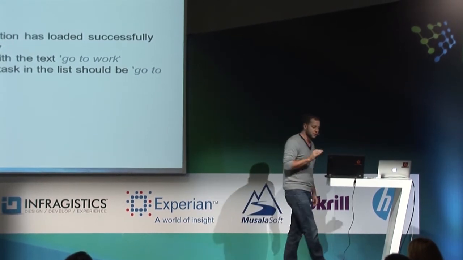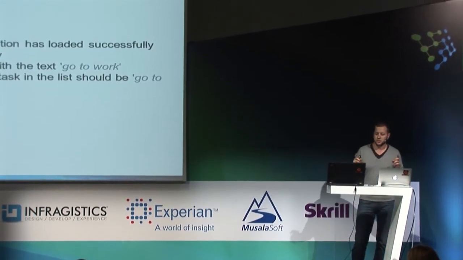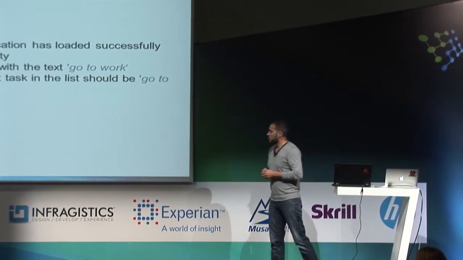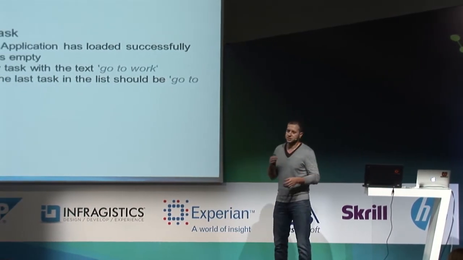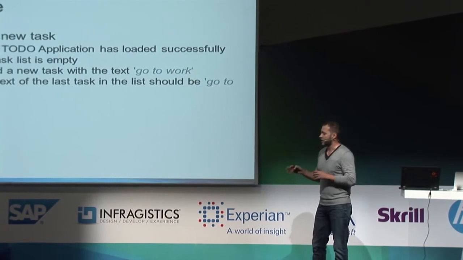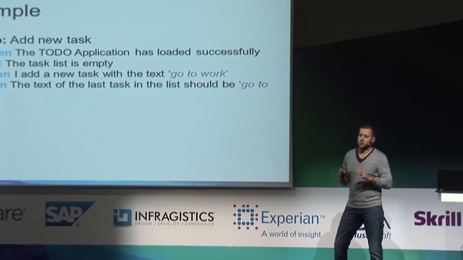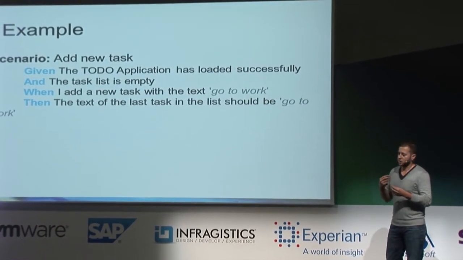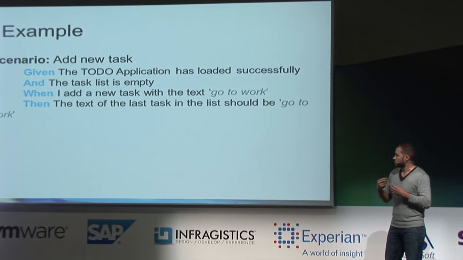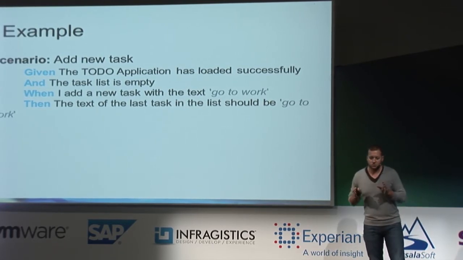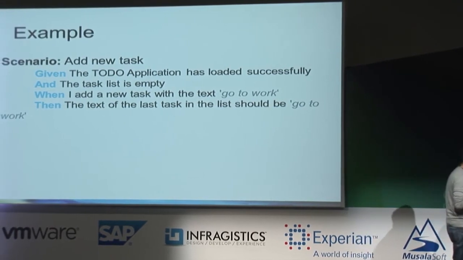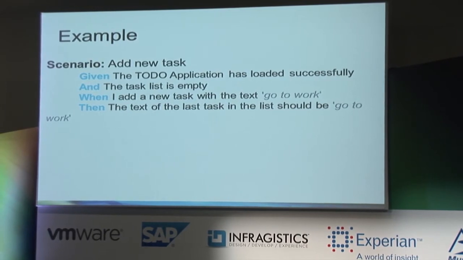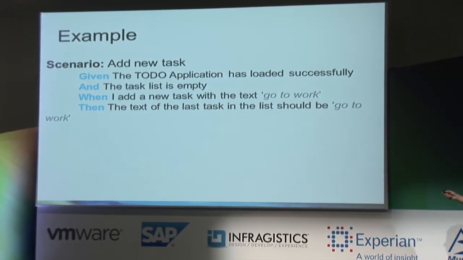So a Cucumber scenario consists of 3 different types of steps: given, when, and then. Given puts your system in a given state. So you ensure that your application has started, or if you're doing some connections, loading some resources, that they are actually loaded. The when steps perform the user interaction, so the things that your end user does with the system. And then the then steps verify whether the system is in the correct, expected state after those interactions are finished. So here, I basically have a scenario to add a new task.